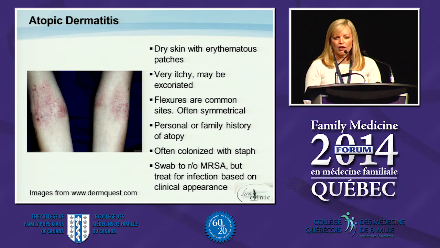These patients are often colonized with staph, and so one tip is that if you're considering treating for secondary infection, treat based on your clinical exam. So if these patients are having a sudden flare, their skin is beefy red, maybe they've got a bit of crusting, go ahead and presume that they're secondarily infected, and do your swab only to make sure that they're not colonized with MRSA. But don't treat based on swabs, because oftentimes they'll swab positive all the time. So base it on your clinical exam.